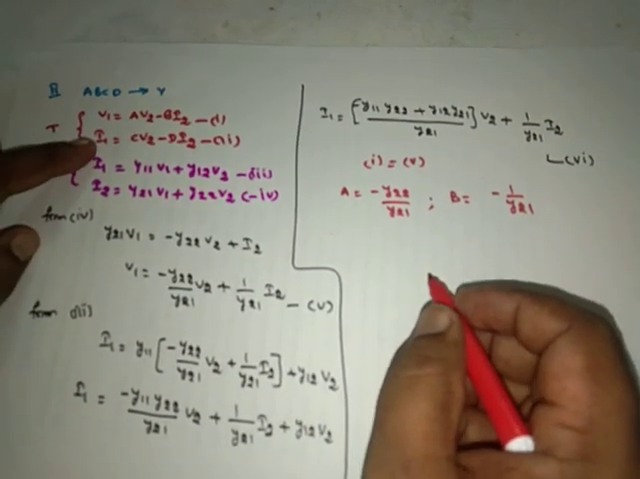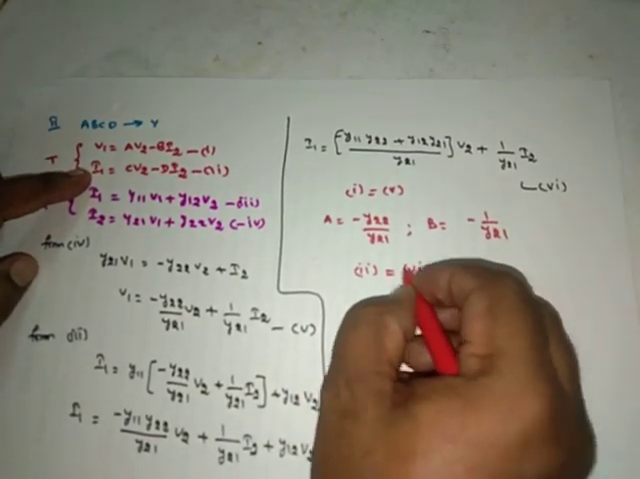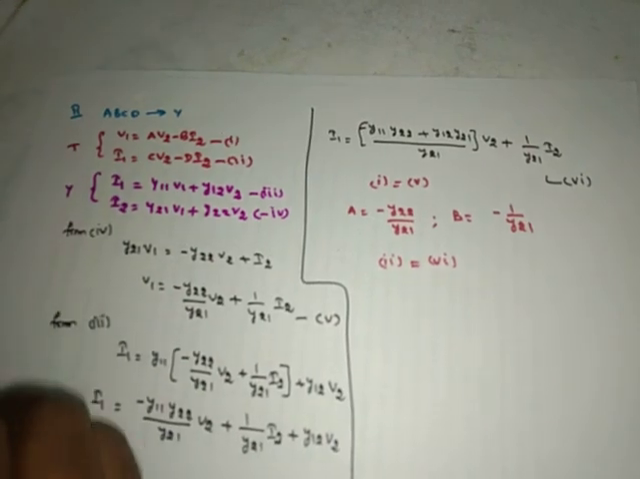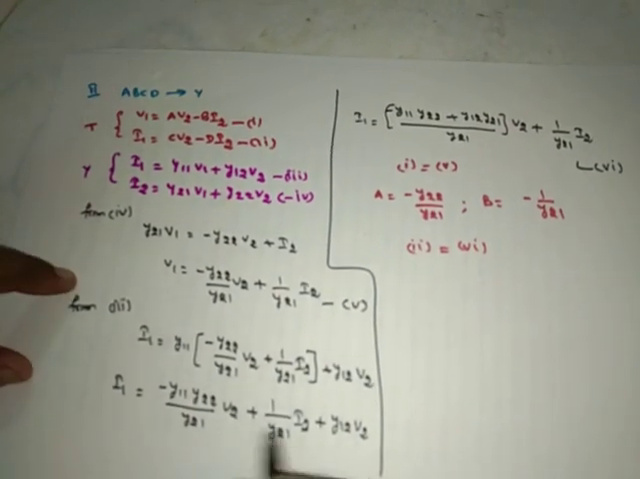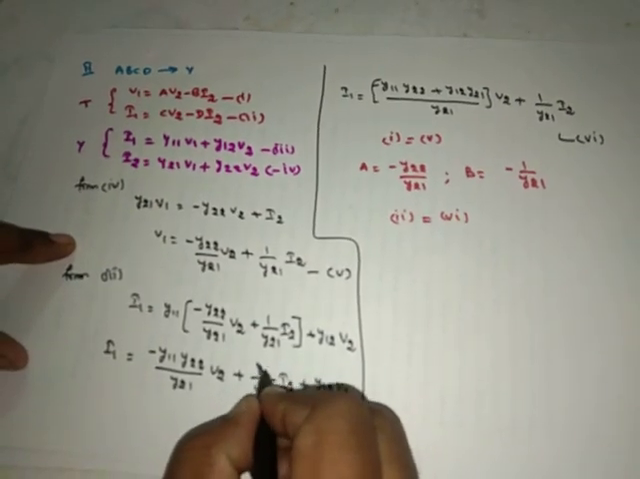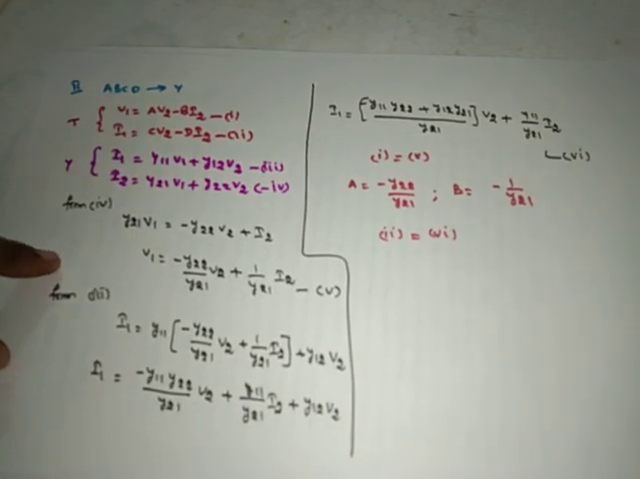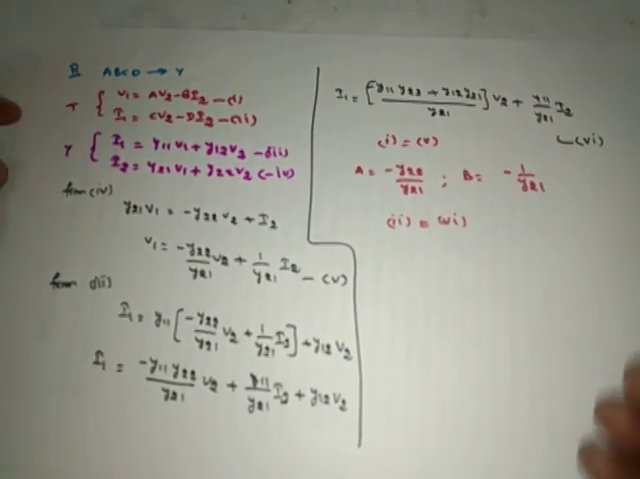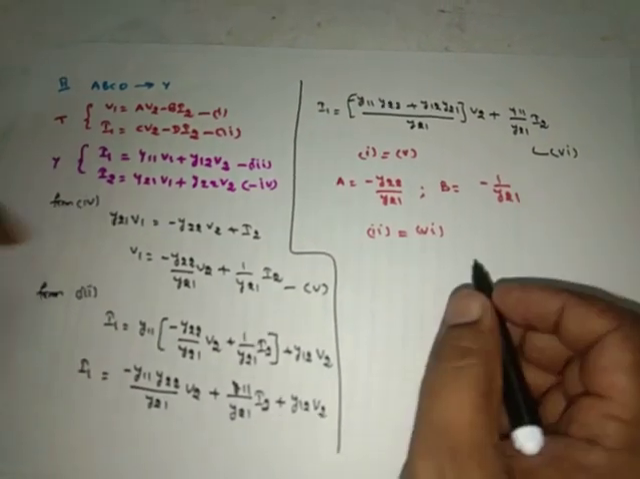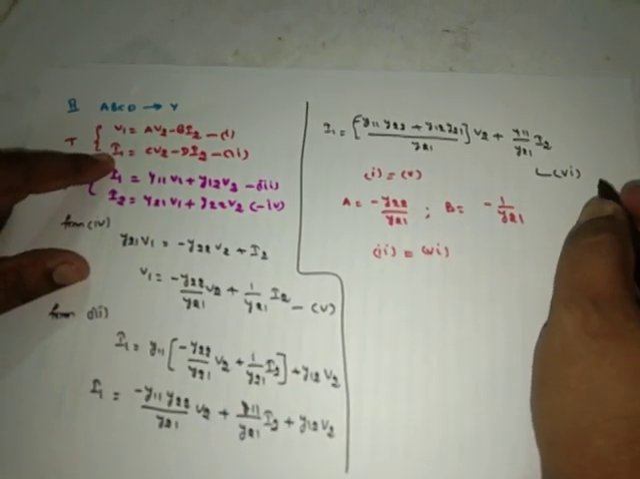Similarly, compare equation 6 with 2. 2 is equal to 6. Okay, one small correction here. Take y11, here the product is y11, here also y11. Okay, now compare 6 is equal to 2.